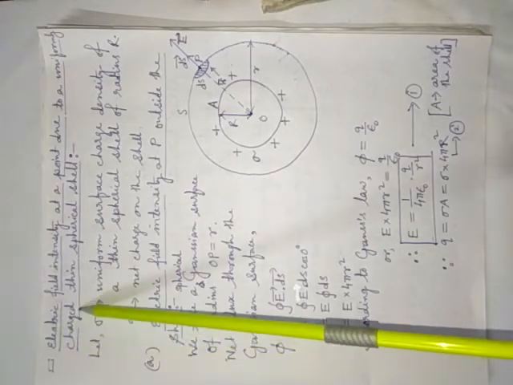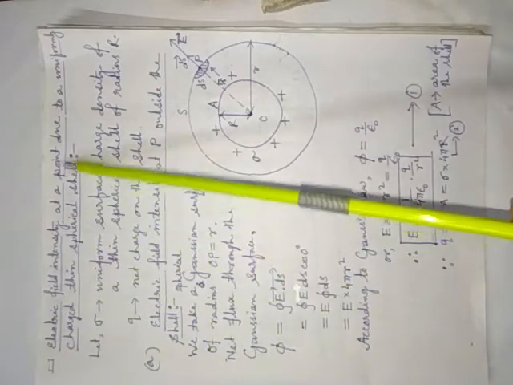Dear students, now I would like to discuss one of the applications of Gauss's law. And this is the last application according to the syllabus: electric field intensity at a point due to a uniformly charged thin spherical cell. Now, what is a spherical cell? I would like to give you an example.